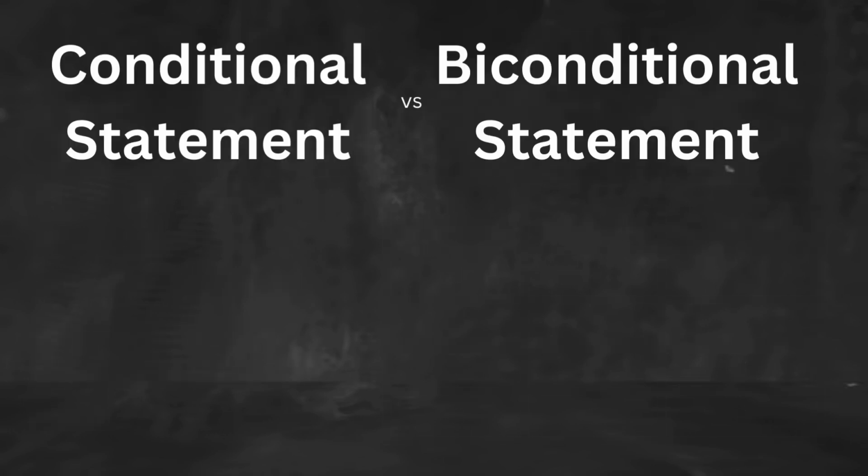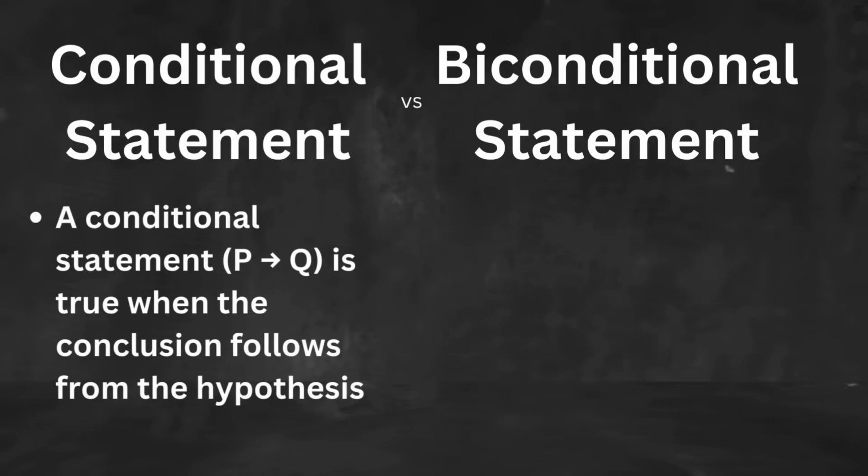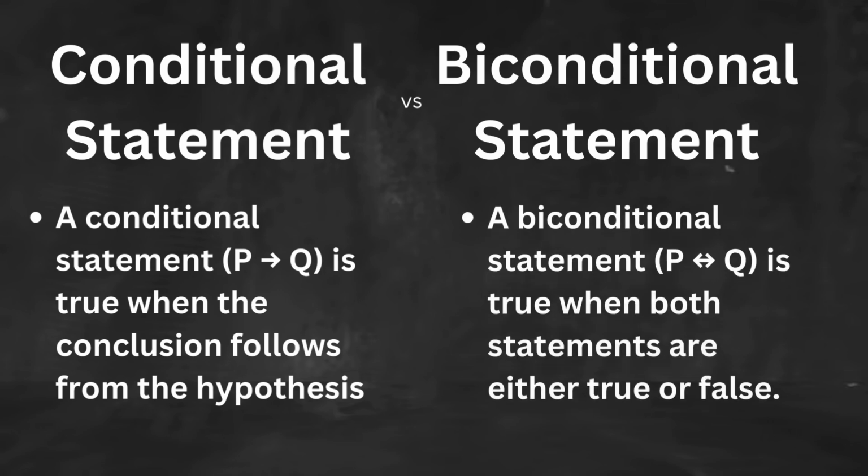Let's compare the two. A conditional statement, P→Q, is true when the conclusion follows from the hypothesis. A biconditional statement, P↔Q, is true when both statements are either true or false. In essence, a biconditional statement is a stronger assertion than a conditional statement because it requires both directions, P→Q and Q→P, to hold true.